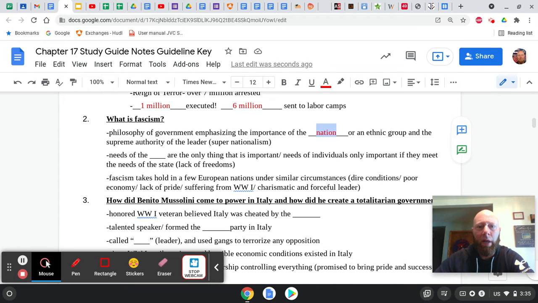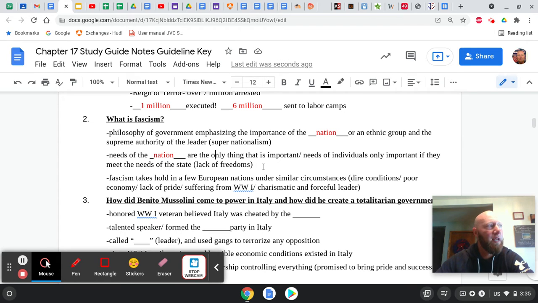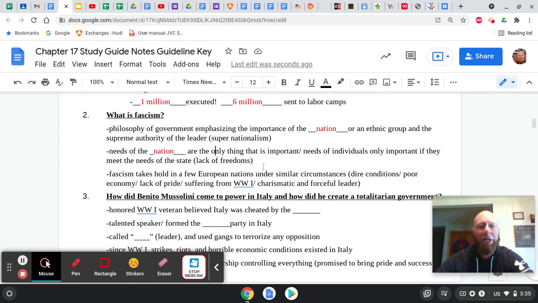Not only is my country the best, I'm willing to lay down my life for my country. I'm not important. The individual is not important. So, in a fascist state, the needs of the nation are the only thing that is important. Needs of individuals are only important if they meet the needs of the state. So in fascist states, fascist dictatorships, we see a lack of freedoms. No freedoms, no elections, things like that.